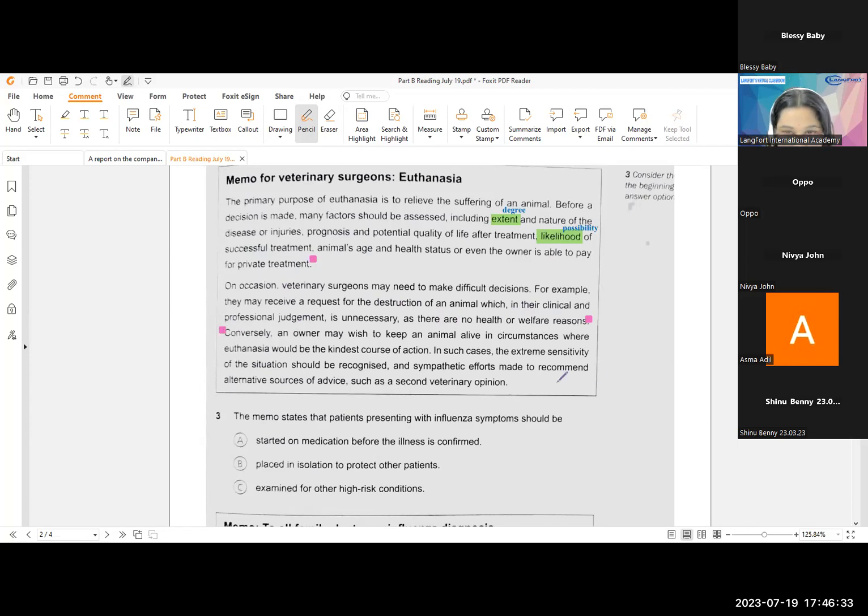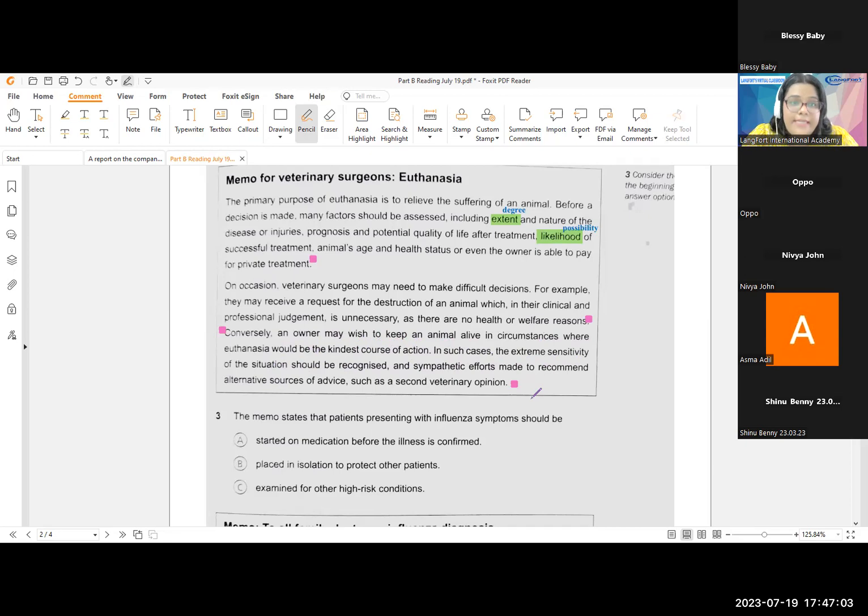Okay, Jyoti, can you read from here till here now? Yes, ma'am. Conversely, an owner may wish to keep an animal alive in circumstances where euthanasia would be the kindest course of action. In such cases, the extreme sensitivity of the situation should be recognized and sympathetic efforts made to recommend alternative sources of advice, such as a second veterinary opinion.